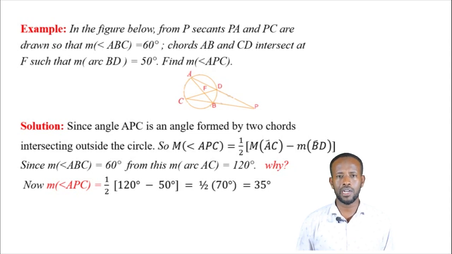Half of 70 degree will become 35 degree. Therefore, the measure of angle ABC is equal to 35 degree.